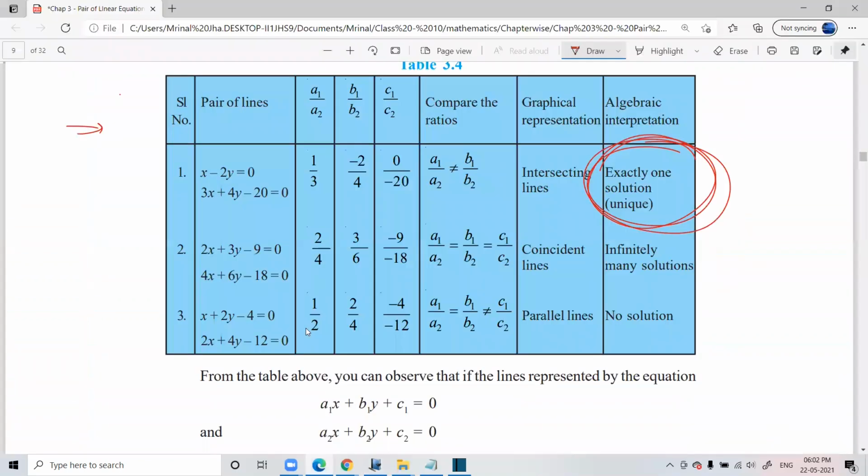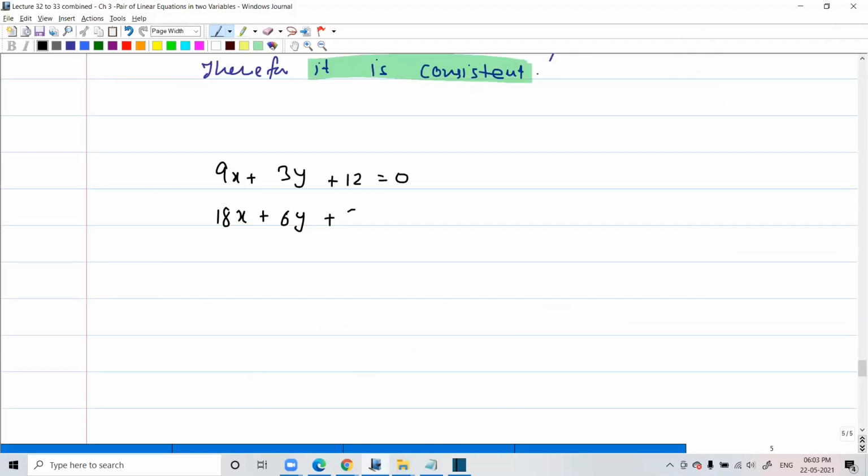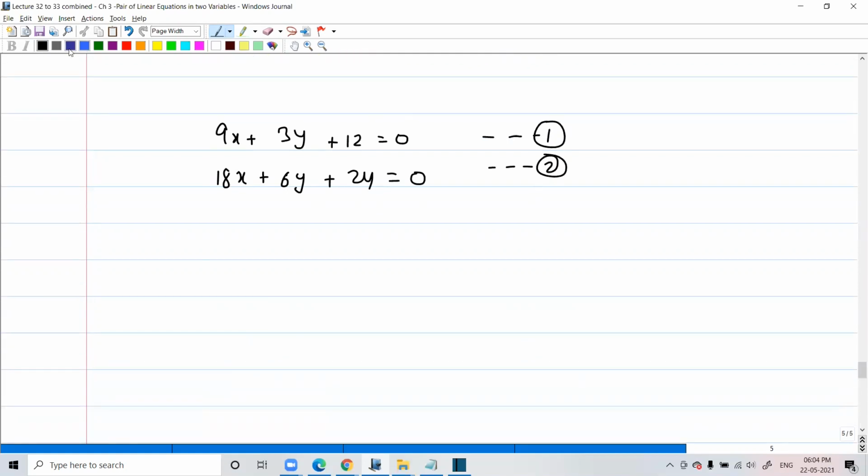Let's go to the second rule, which is also consistent, and it should have infinitely many solutions. What is the condition for that? You see, a1 by a2, b1 by b2, and c1 by c2, all the ratios should be equal. Okay, so these are the two equations you have. Find out the ratios, guys. Tell me what is a1 by a2.